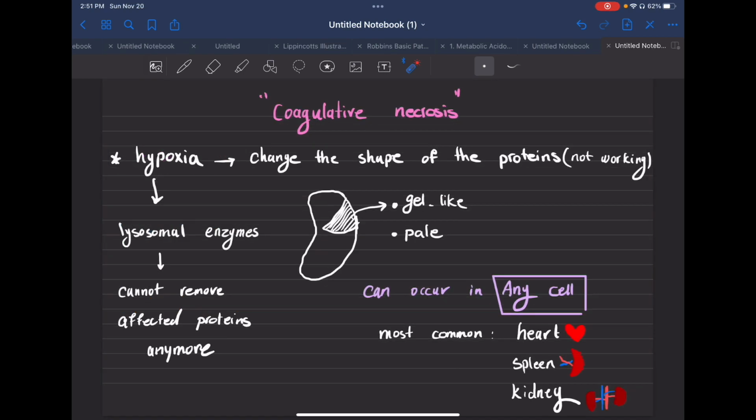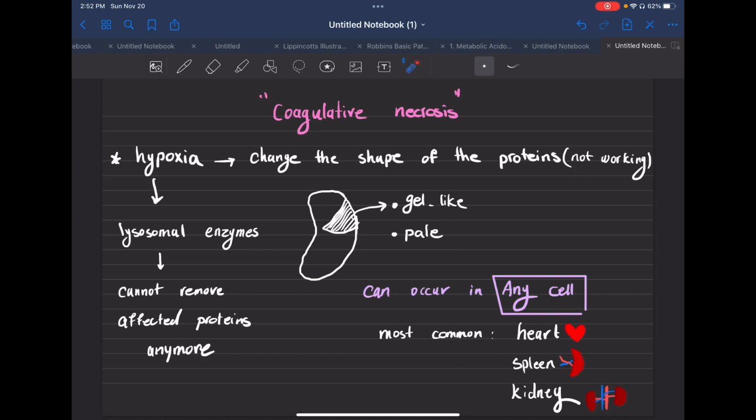So the first type is coagulative necrosis. It usually happens because of hypoxia. What does hypoxia mean? It means a low amount of oxygen to the tissue. So when the blood supply goes down, the amount of oxygen to the tissue goes down, and that makes the proteins in the tissue change their shape. And as you know, proteins have a very special 3D structure. So when the shape and the 3D structure of the proteins get changed, they cannot work anymore.